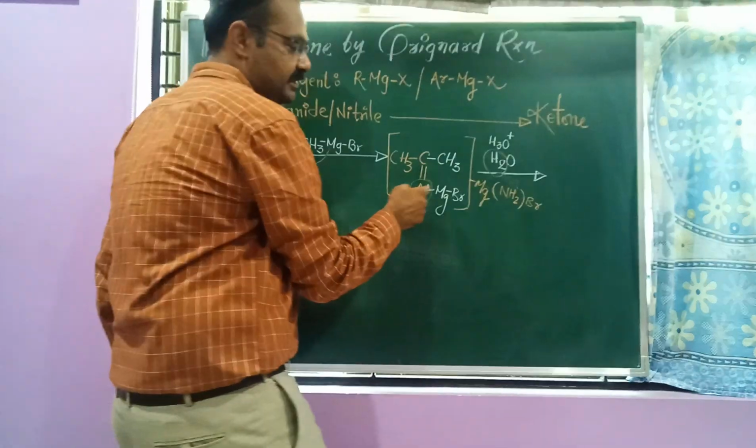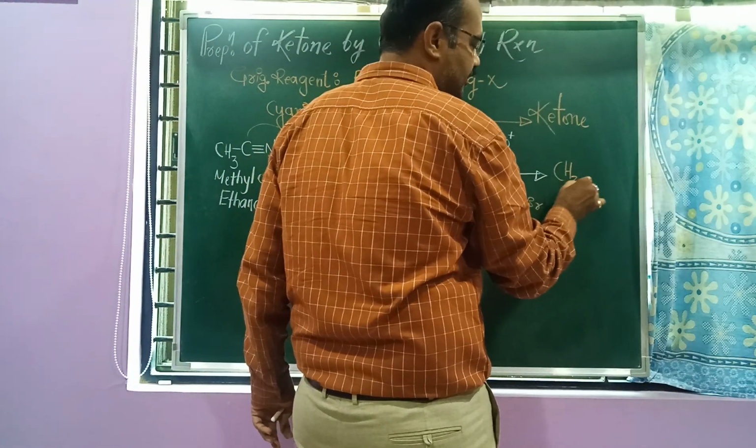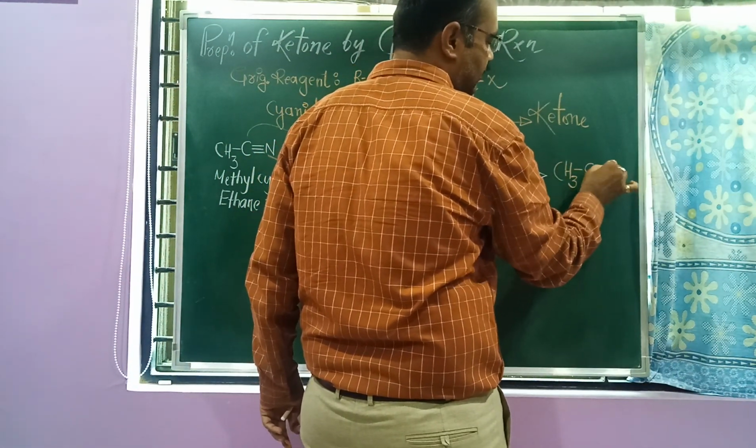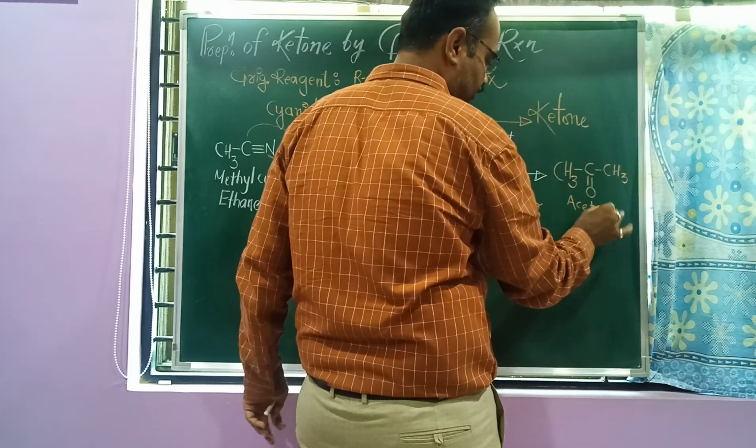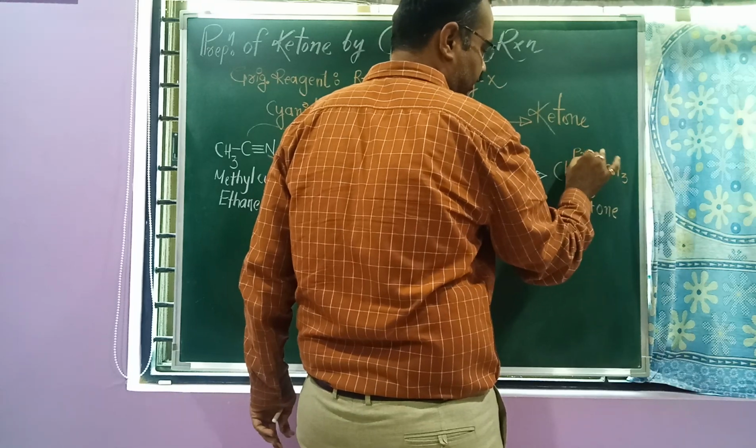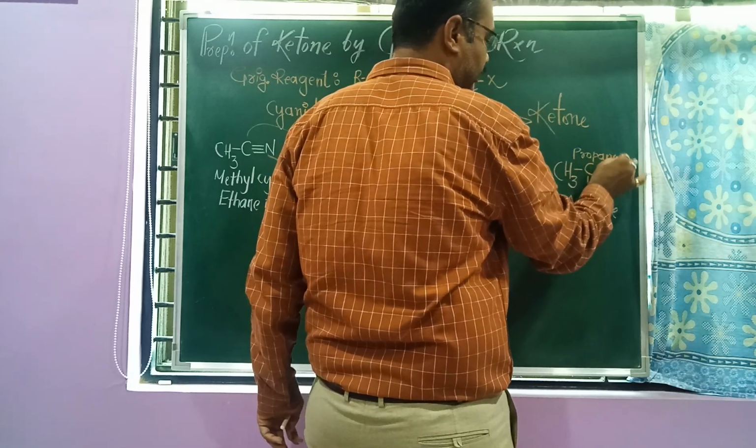This oxygen will attach here. So we obtain final product CH3 C double bond O CH3. Name of this compound is acetone or propanone.